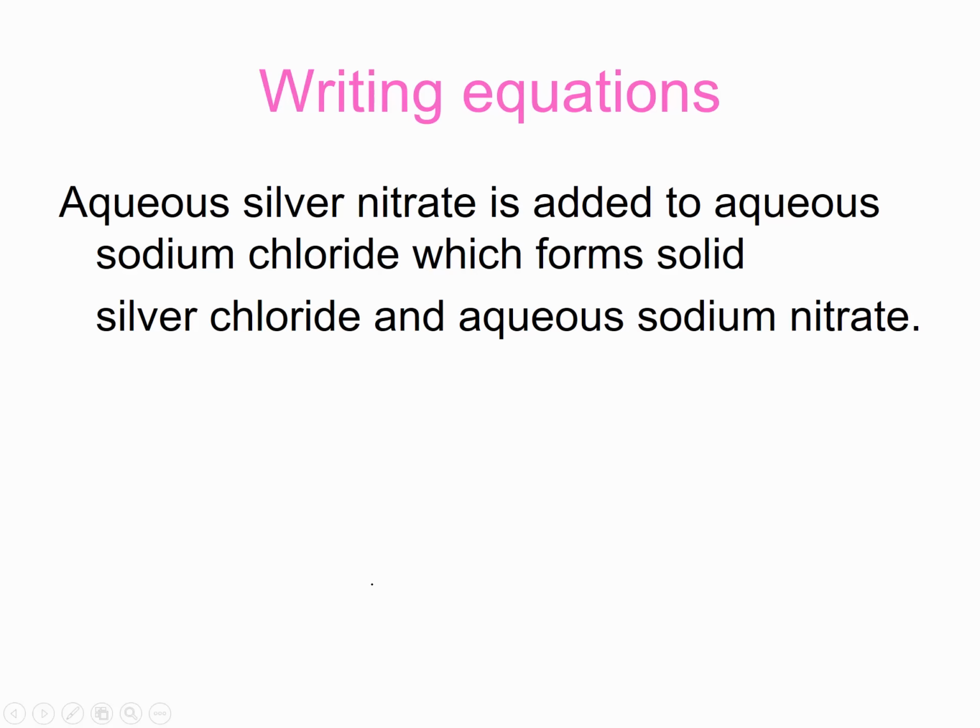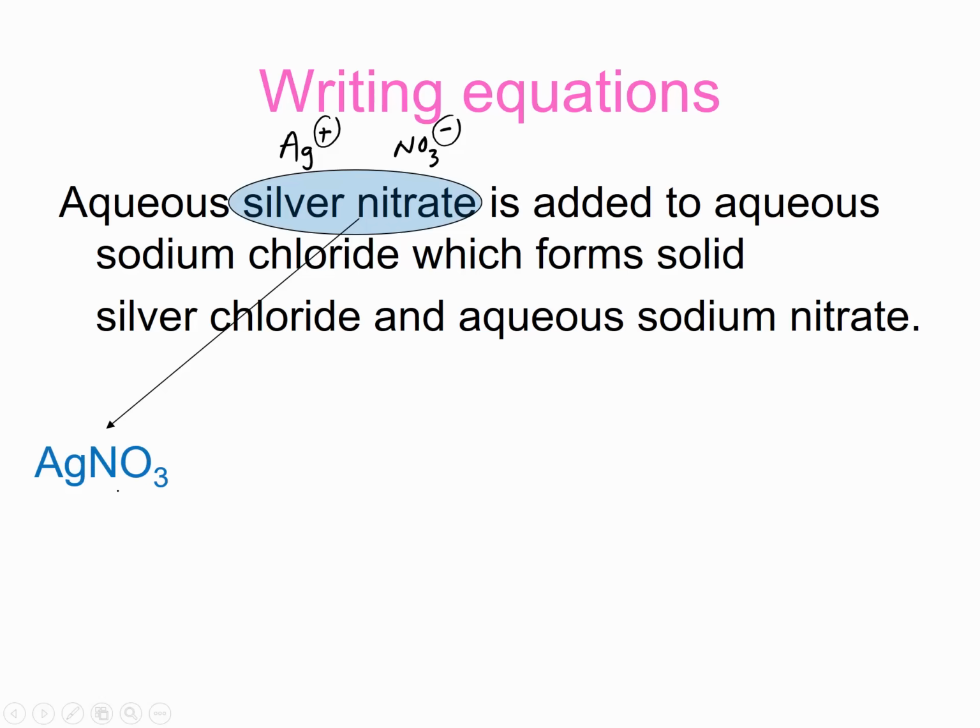It says aqueous silver nitrate is added to aqueous sodium chloride, which forms solid silver chloride and aqueous sodium nitrate. So we're going to take this and translate it into a reaction. Silver nitrate: silver always makes a 1+, and nitrate from memory is NO3 minus 1. So our ions are 1 and 1, and silver nitrate is going to be AgNO3.